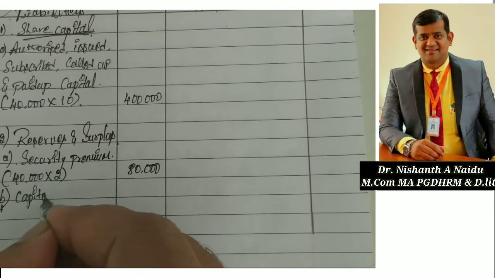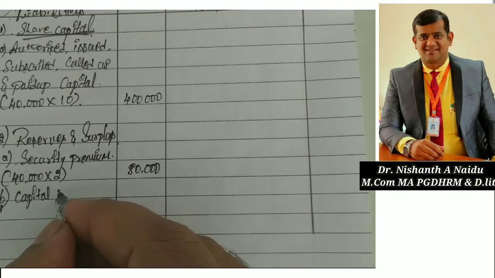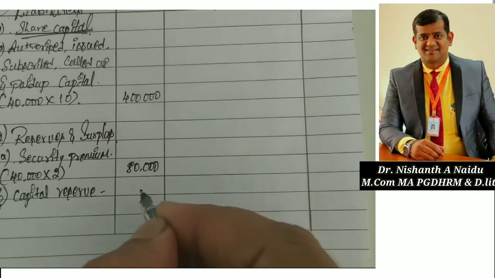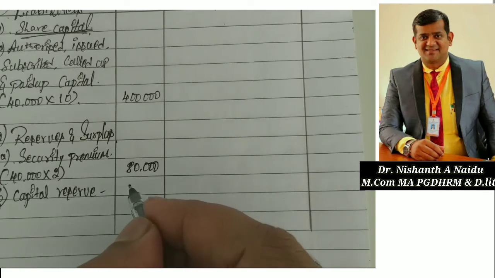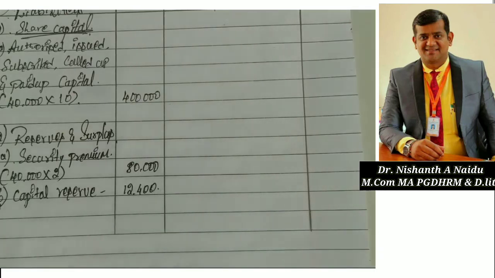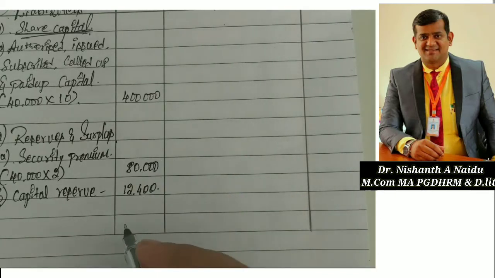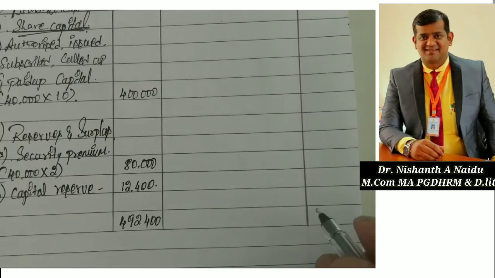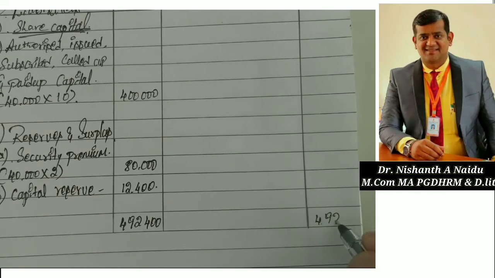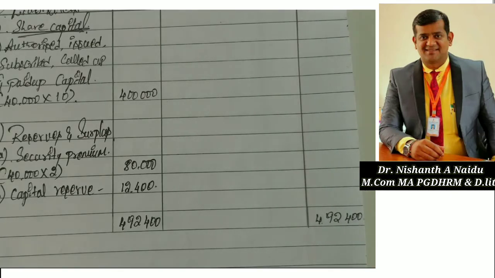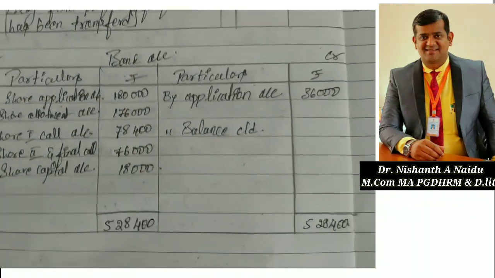So next is capital reserve account. So how much towards capital reserve? That is 14,400 minus 2,000. So that is 12,400. You can refer to the last journal entry for the same. Okay, so now the total: 4 lakh plus 80,000 plus 12,400. So that is 4 lakh 92,400 rupees. So I am writing the same 4 lakh 92,400 rupees.